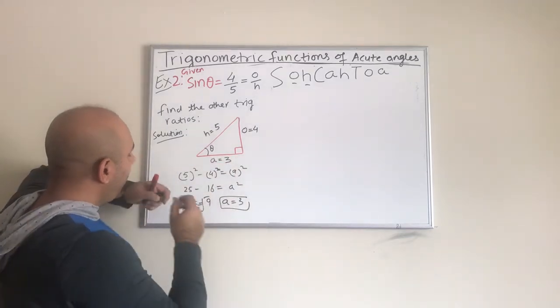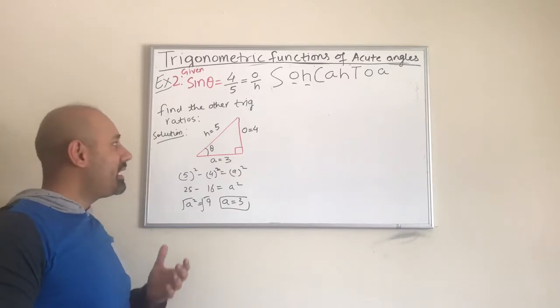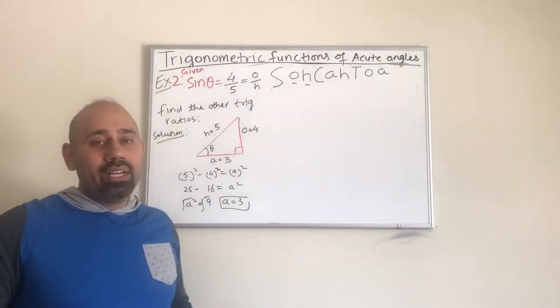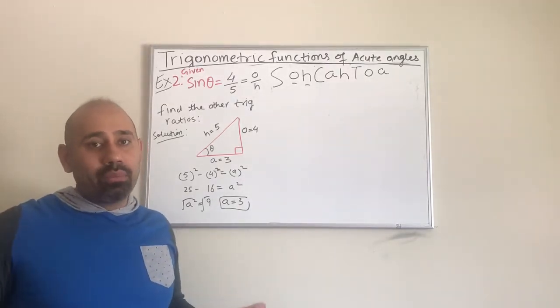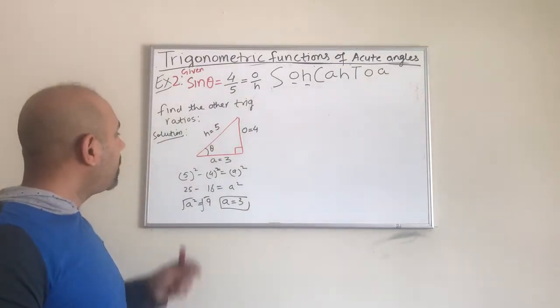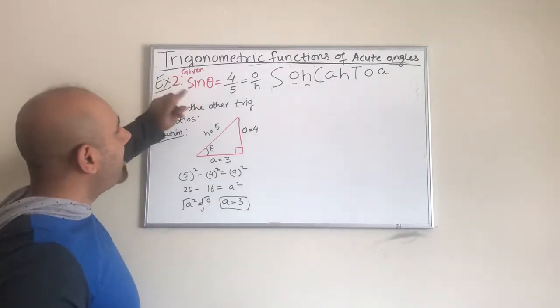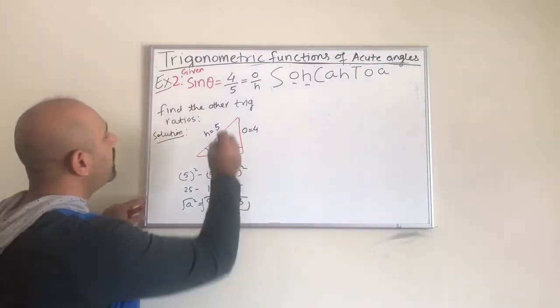Some of you, if you have already seen these types of things in geometry, may remember that this is a 3, 4, 5 triangle. These are special triangles which form right triangles. So this is one of those 3, 4, 5 triangles. Now I have the lengths of all 3 sides. We already have the sine of theta, which is one of the trig ratios. We have to write the other 5.